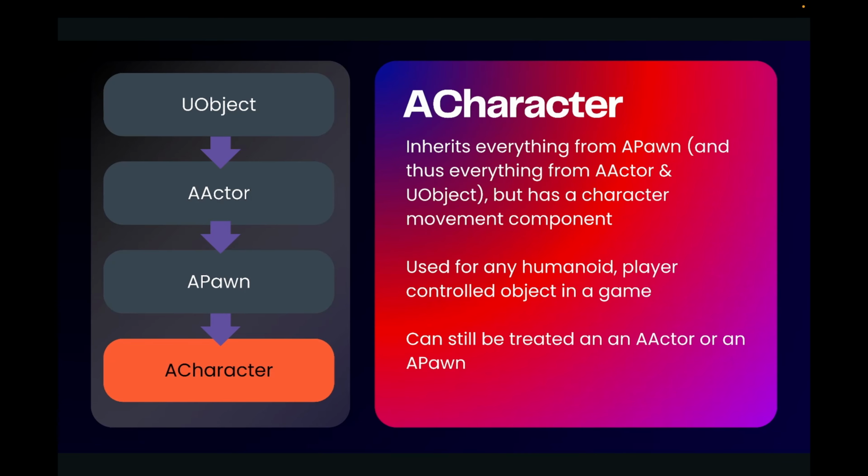Then we have characters. So a character inherits everything from pawn, thus everything from actor and object, but has a special character movement component attached to it. You usually use character for any humanoid player-controlled object in the game, but a key part here is that it is still treated like an actor or a pawn.